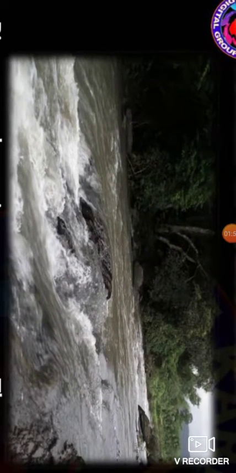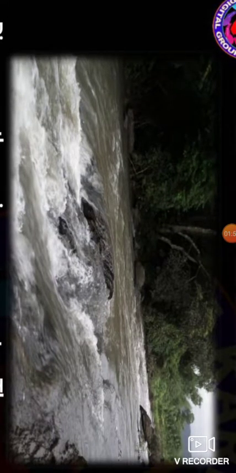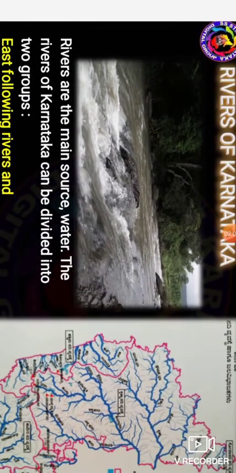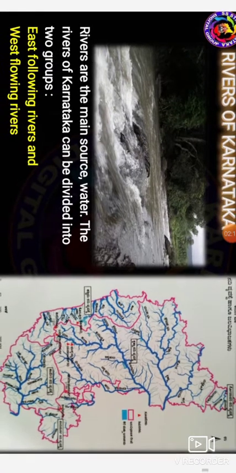Karnataka is located in the Deccan Peninsula region of India and covers an area of 1,91,791 square kilometers. The water resources of Karnataka primarily consist of surface water and groundwater. Rainfall is the basic source of water in the state. Rivers are the main source of water.